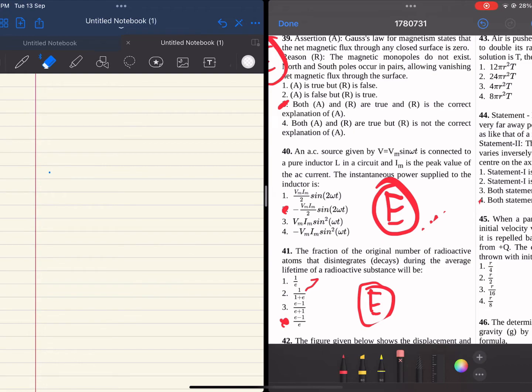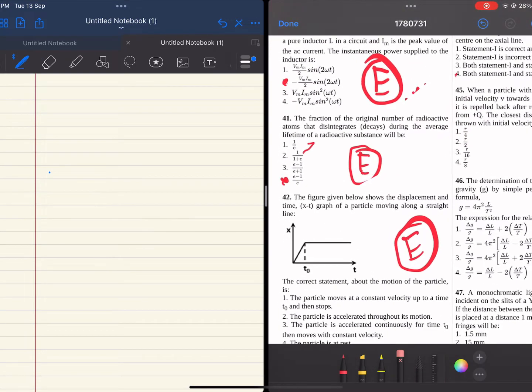Now, moving on to the 42nd question. The figure shows the displacement and time, x-t graph of a particle moving along a straight line. The correct statement about the motion of the particle is.